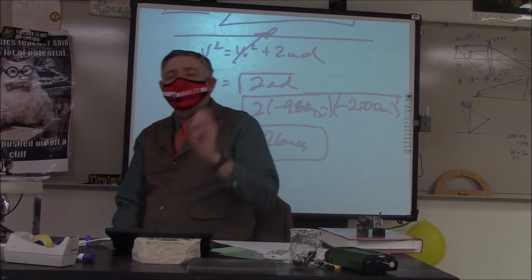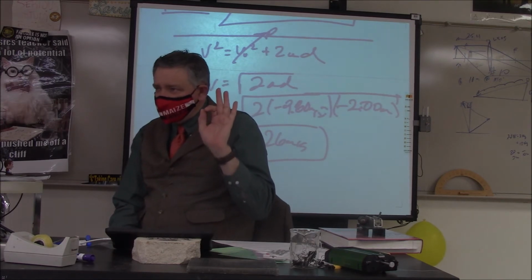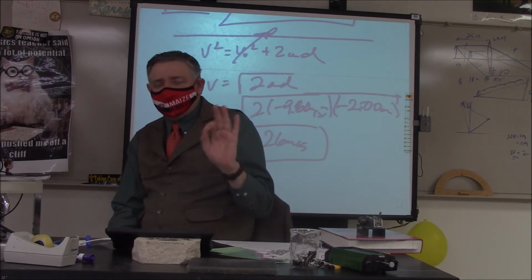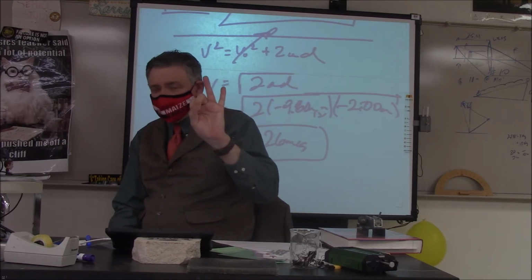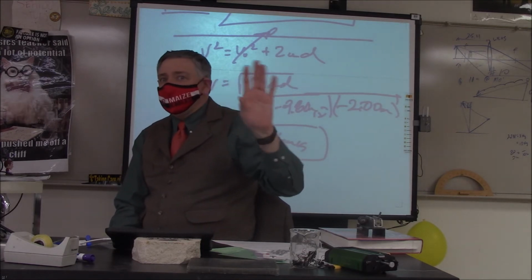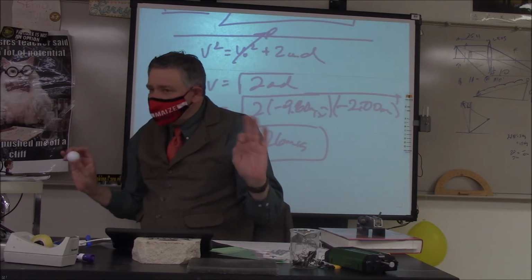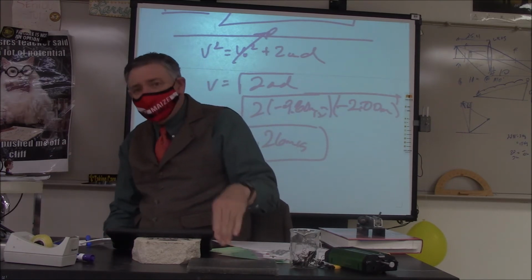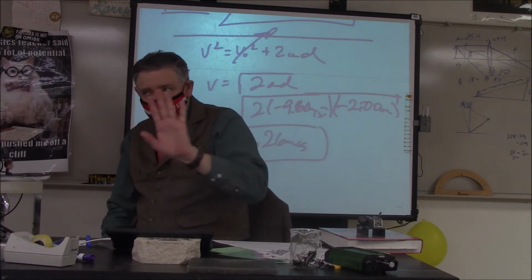Now again, what is the only thing that determines how fast that ball is going when it hits the ground? Distance and acceleration due to gravity. That's it. Nothing else matters. Mass doesn't matter. It's only how far it falls and the acceleration due to gravity.